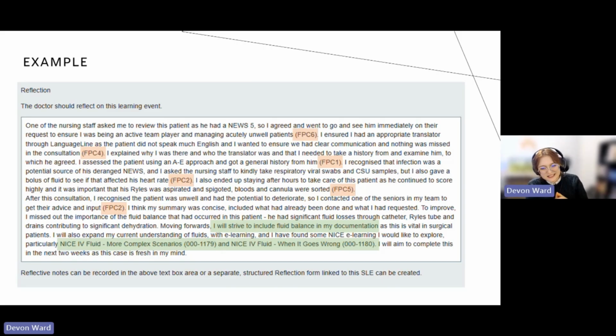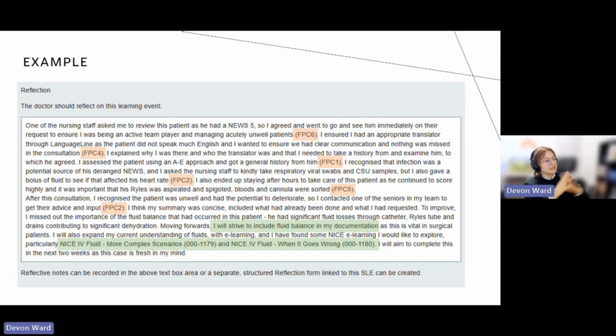I've also just highlighted here at the bottom that I have done a little full circle, little loop of the reflective cycle where I've said moving forwards, I'm going to include fluid balance in my documentation. And then I've linked that to an e-learning, which I found on the e-learning for health list on Turas, that I can map to some of my FPCs. So I finished this CBD with being able to map it to 4 different FPCs and with an e-learning that I can then potentially map to up to 3 more.